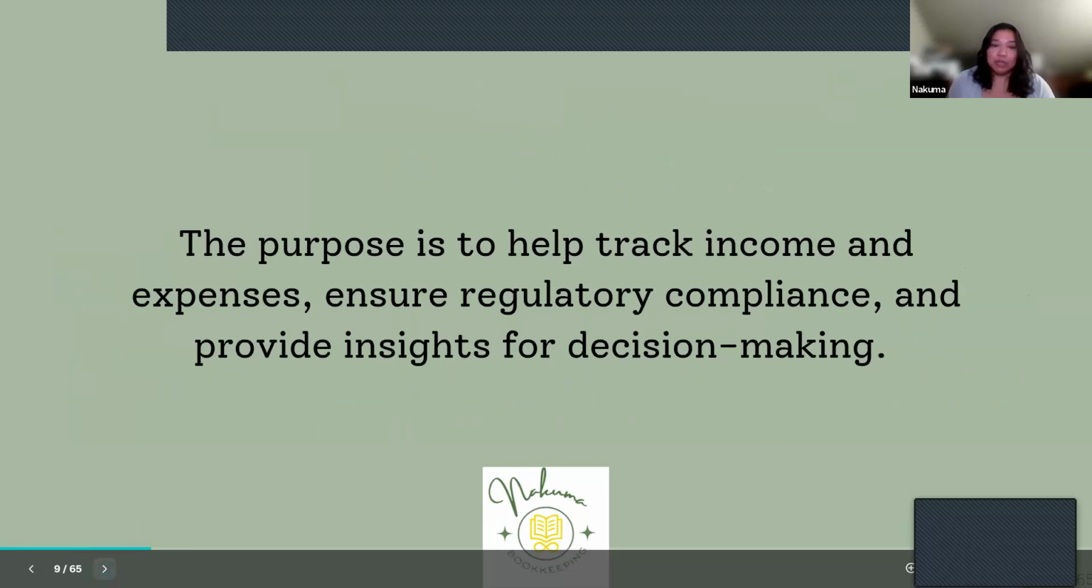The purpose of bookkeeping is to track income and expenses, ensure regulatory compliance, and provide an overview for decision-making processes. Businesses seem to put bookkeeping on the back burner when it's actually one of the things that leads businesses to grow and know what's happening.